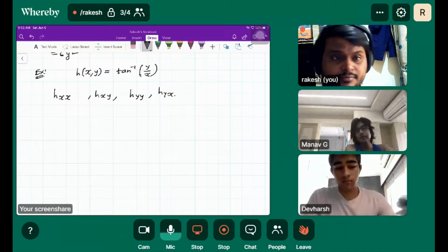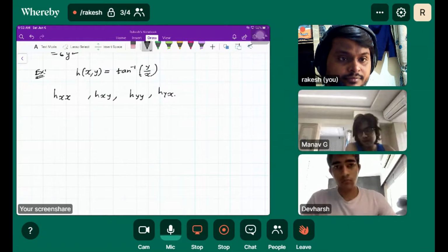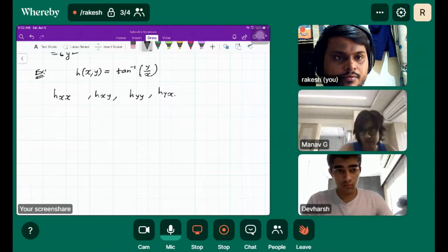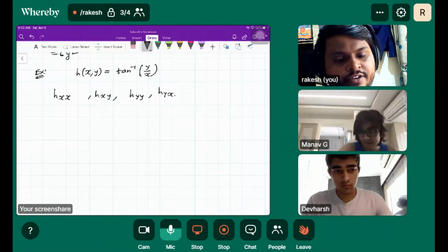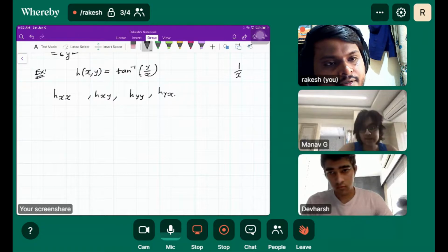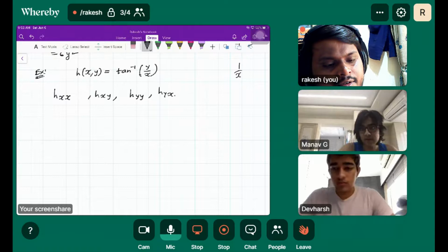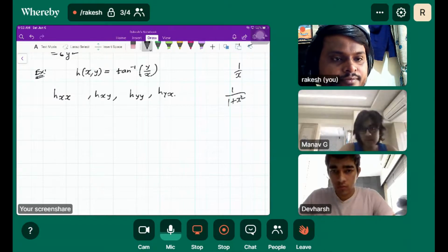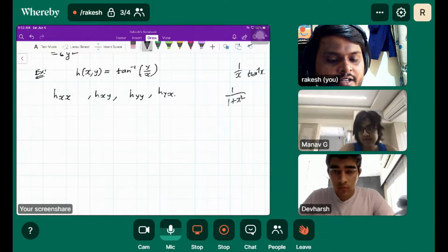In the regular formula, it is 1 over a, right? For a over x, 1 over a, 1 over 1 plus x squared. I'm talking about the derivative of tan inverse. I've written ax. Tan inverse ax is what I'm asking.